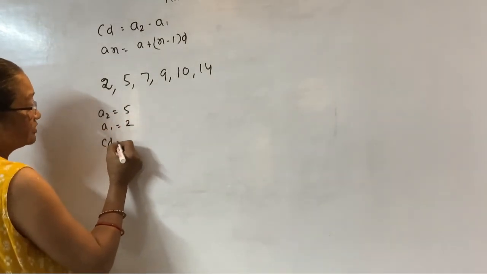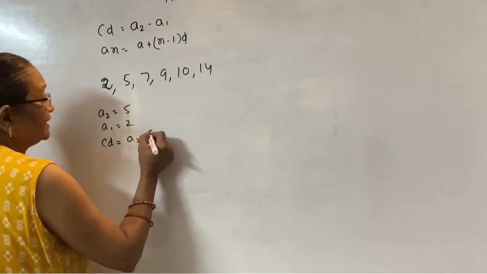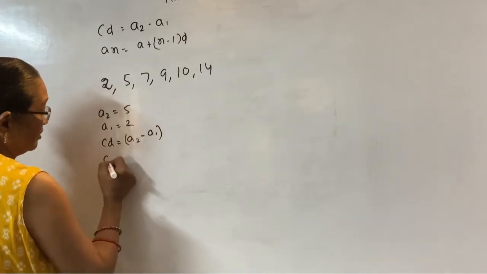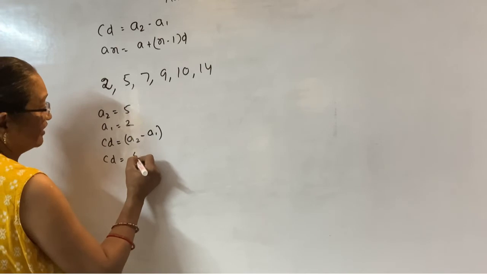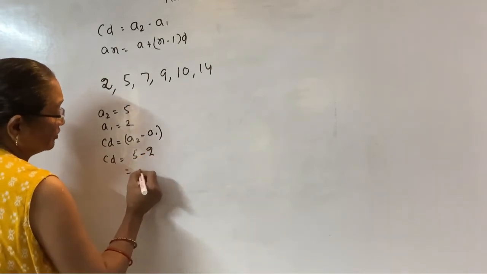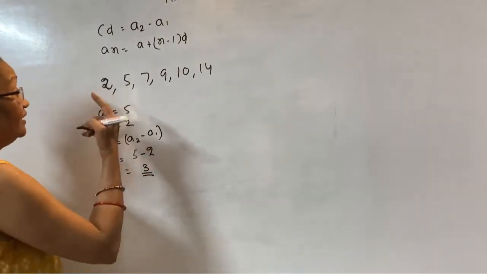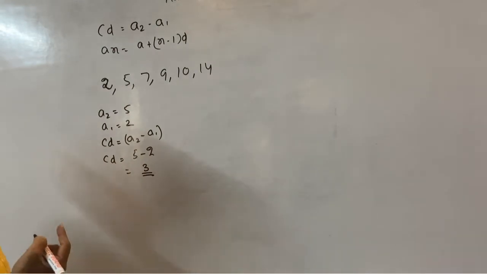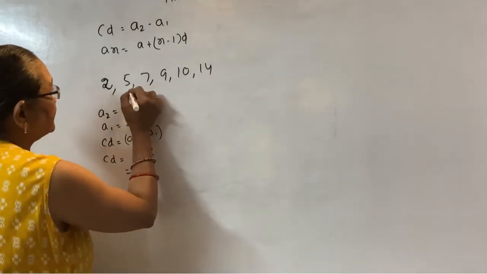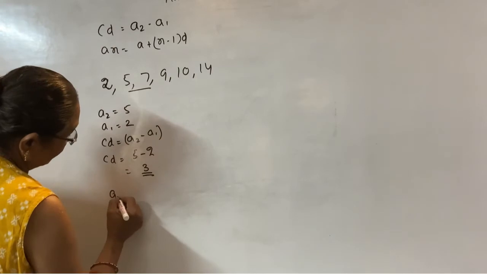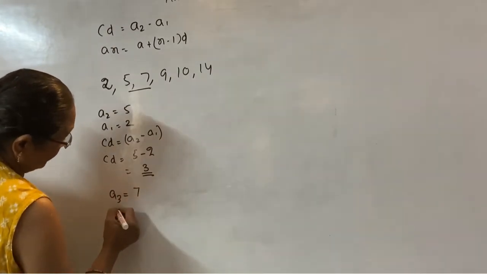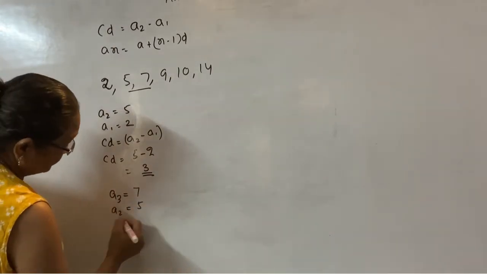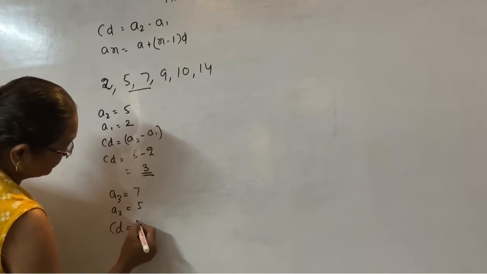ओके, कॉमन डिफरेंस इक्वल्स टू व्हाट? a2 माइनस a1. नाउ कॉमन डिफरेंस इक्वल्स टू a2 क्या है? 5 लिख दिया, 5 माइनस 2 है 3, हमारा कॉमन डिफरेंस 3 आ गया. सो नेक्स्ट भी वही है या नहीं हमको देखना पड़ेगा. अब यहाँ a3 इज 7, a2 इज 5, देन कॉमन डिफरेंस इक्वल्स टू व्हाट?